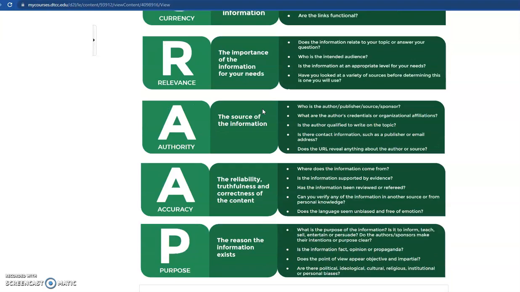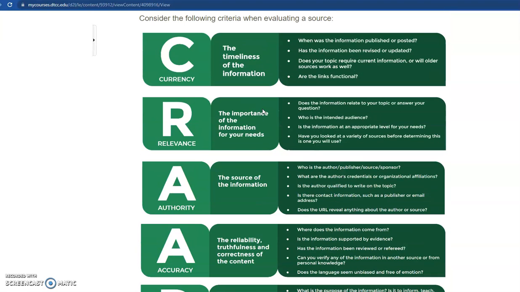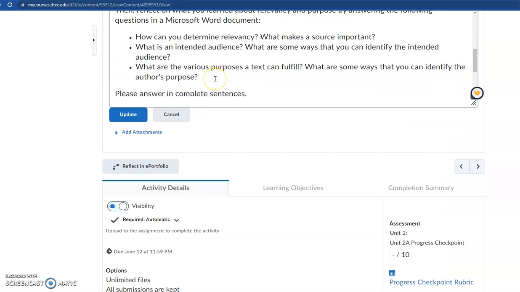So this CRAAP test that you do is a sort of measure of asking lots of different questions to find out whether or not you've got a source that's good. So, in doing that, I want y'all to reflect on a couple questions that I've included here, like how can you determine relevancy? What makes a source important? What makes it relevant? What is an intended audience? What does that mean? What are some ways that you can identify an intended audience? What are the various purposes a text can fulfill? What are some ways that you can identify an author's purpose?